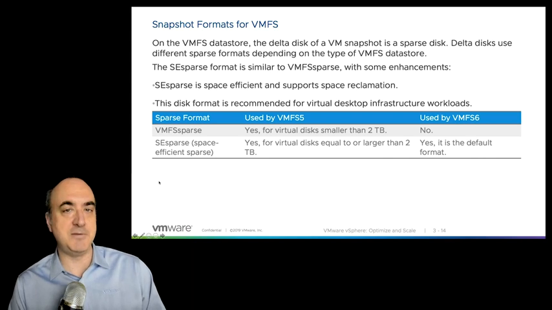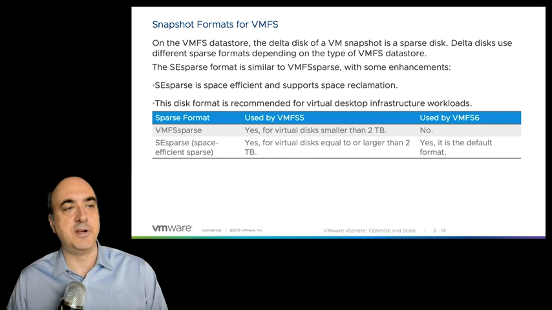Now in VMFS version 6, that is the new default format for any kind of delta file. All right, so they're actually not called delta files. If you were to do a long listing of your VM files from, say, a command line, you'll note that whenever you look at a delta file, it always had the word delta in its name. That's if it's in a VMFS sparse format. But with a space efficient sparse file, it'll actually say SE sparse in the file name as opposed to showing it's a delta file. So that is now the default format for VMFS 6.